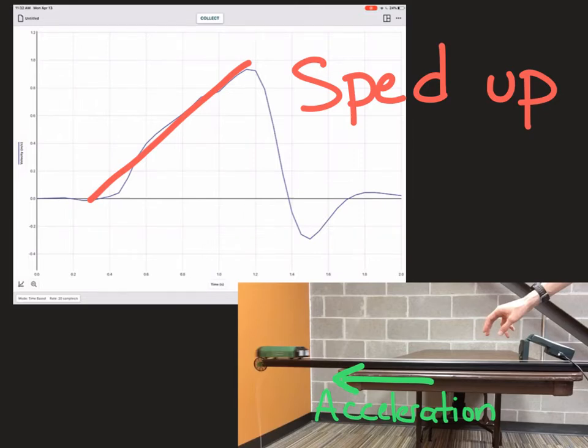And if you're wondering why the graph goes back down at the end, well, that's just because the cart hits the pulley and comes to rest at the end.